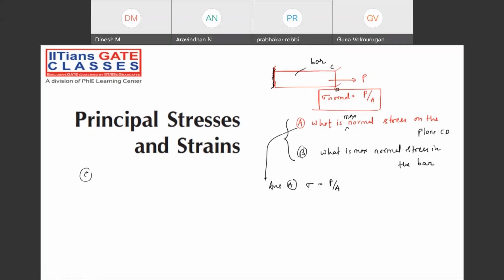Let me ask you the third question. What is the maximum shear stress on the plane CD? And my fourth question will be, what is the maximum shear stress in the bar? Tell me guys. The answer for question B will be 0 or non-zero. The answer for question D will be 0 or non-zero. Or the answer for question C will be 0 or non-zero.